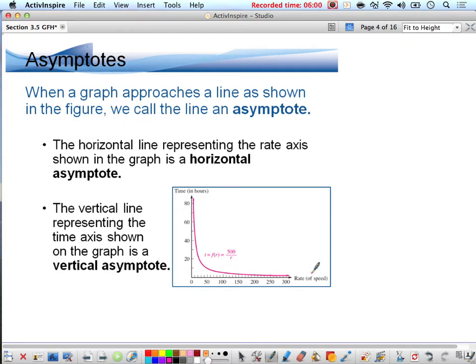An asymptote is an invisible line. An invisible line that a graph approaches, but usually doesn't ever actually equal. Make sense? Yes? All right. You may not like it, but that's what it is.